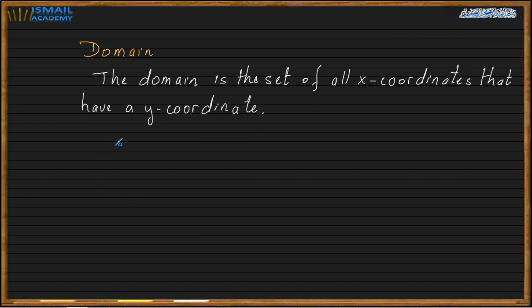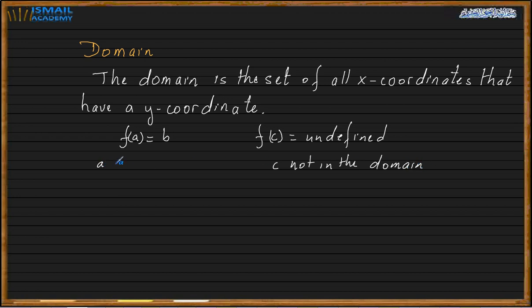If I have f of a equals b, this is the output of a, so a is part of the domain. But if I have, for example, f of c is undefined, that means c is not part of the domain. So c is not in the domain, but a is in the domain. That's the idea about the definition.